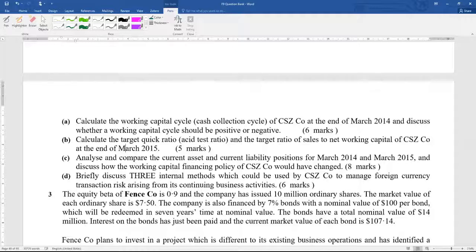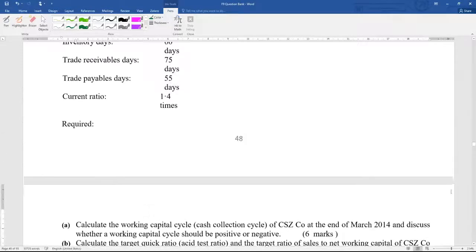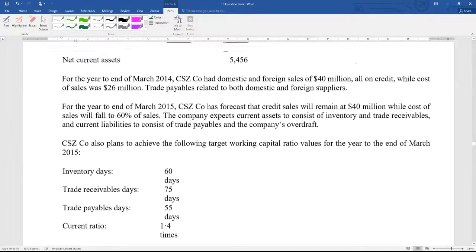Clear? Okay, the first part was asking us to get the cycle. Go through the question and we get the cycle for this company, this CZ company.